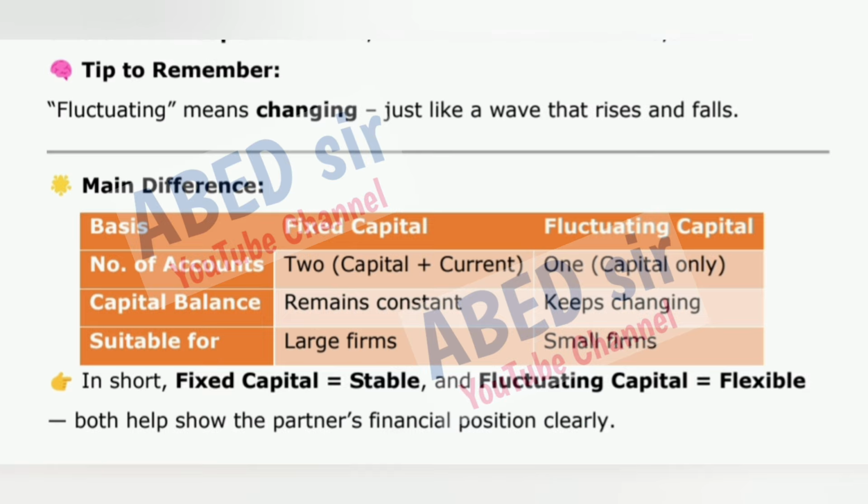Main difference: basis, fixed capital, fluctuating capital. Number of accounts: 2, capital plus current; 1, capital only. Capital balance: remains constant; keeps changing. Suitable for: large firms; small firms. In short, fixed capital is equal to stable and fluctuating capital is equal to flexible. Both help show the partner's financial position clearly.